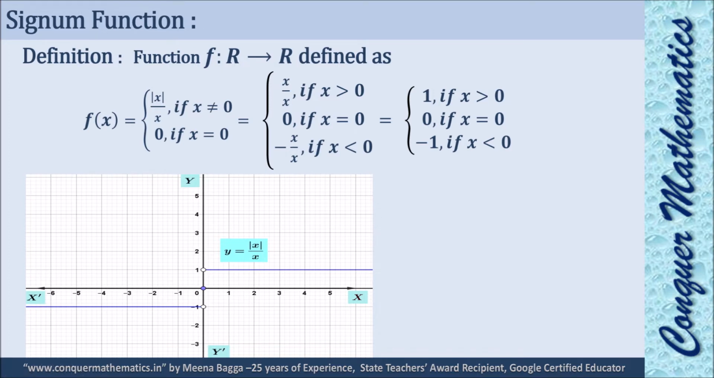And now domain and range. The domain itself is the complete real number set R. You can see for every value of x, a value of y is there. And the range is only 3 values. You can see from here only these 3 values, the set of these 3 values: minus 1, 0, 1. Okay, simple to understand.